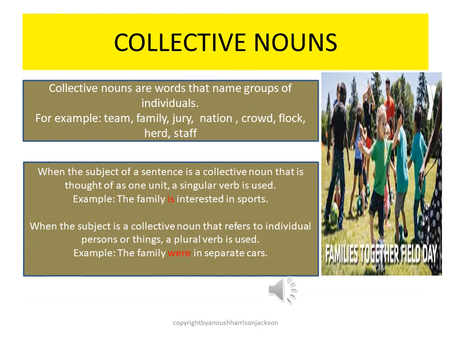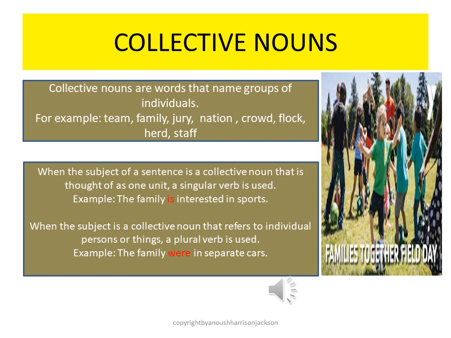Let us now turn our attention to subject and verb agreement regarding collective nouns. What are collective nouns? Collective nouns are words that name groups of individuals. For example, team, family, jury, nation, crowd, flock, herd, staff.